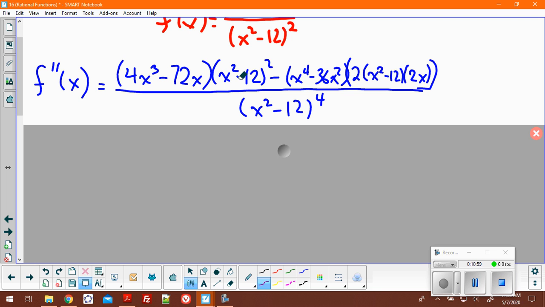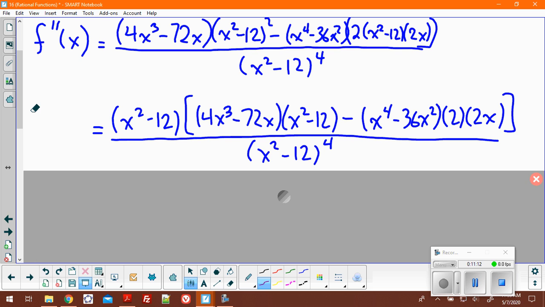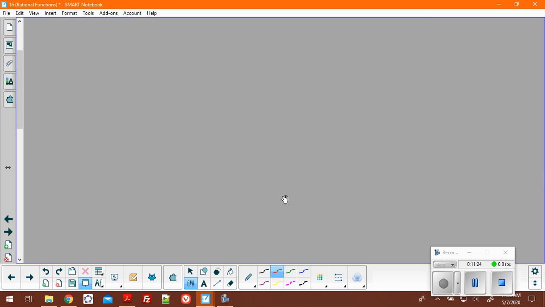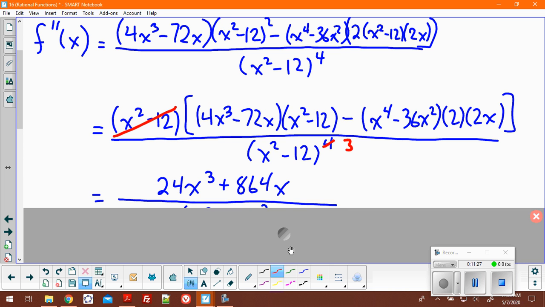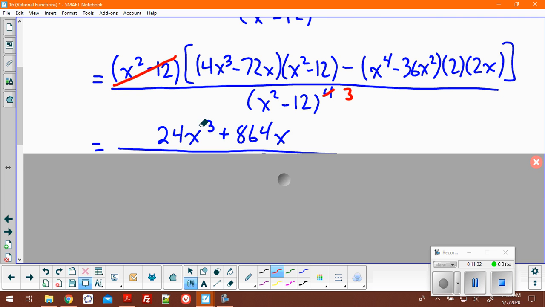All of my terms in the numerator, or I shouldn't say terms, my little sections here that are all multiplied together, have an x squared minus 12. So I can common factor out an x squared minus 12. In terms of tidy up, that means I can remove this and I can reduce this exponent to 3. And now I just have to work on expanding and simplifying this lovely part right here. So I'll save the details. When we run that all through, we get 24x cubed plus 864x in the numerator.